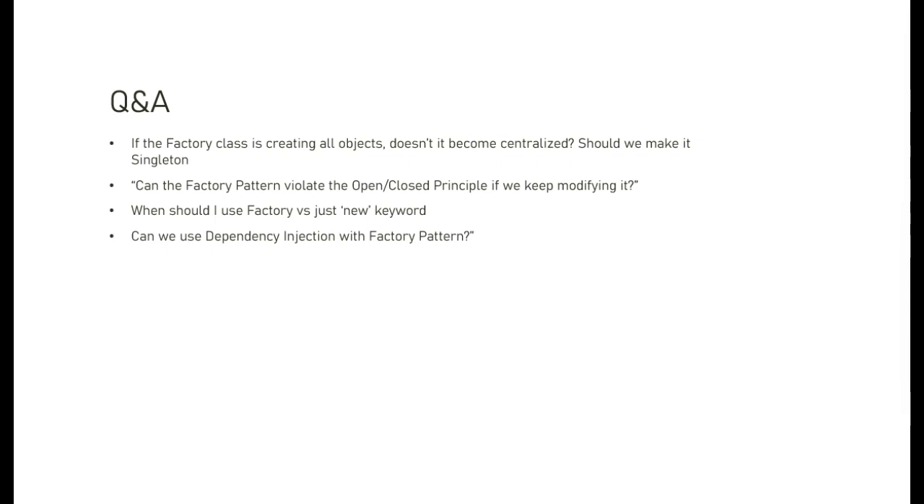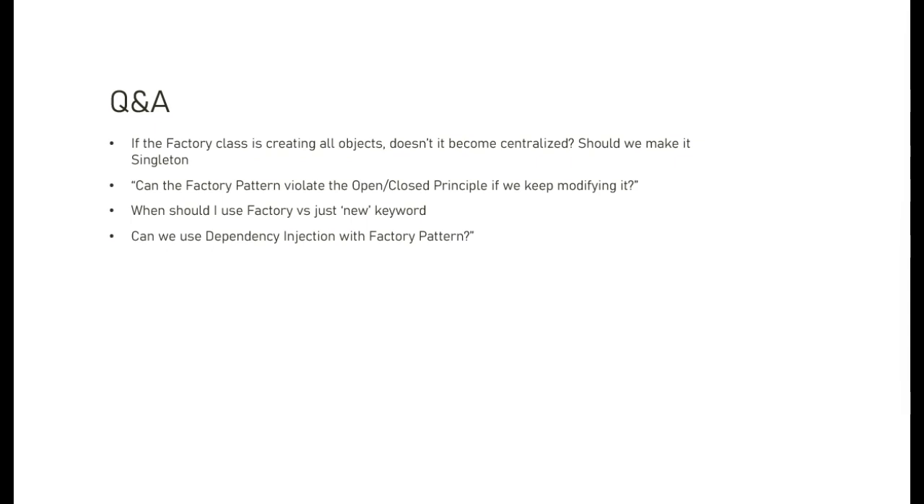While it's true that the factory centralizes the object creation logic, that doesn't mean it should be singleton. A singleton ensures only one instance of a class exists throughout the app, like a single shared database connection or logger. A factory, on the other hand, is about decoupling object creation logic, not limiting instances. However, if your factory doesn't need any specific data and just provides a static method, you can make it static or singleton for convenience.